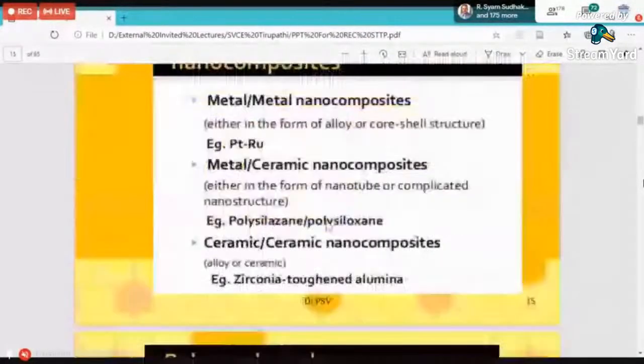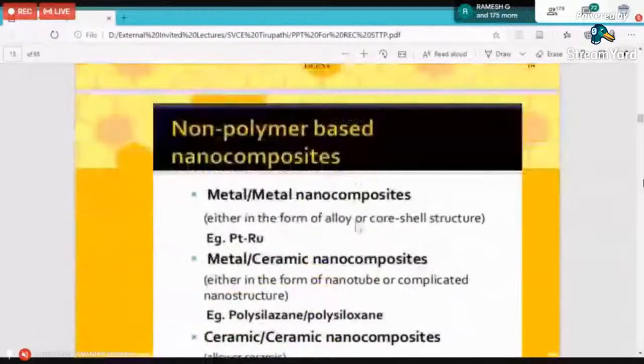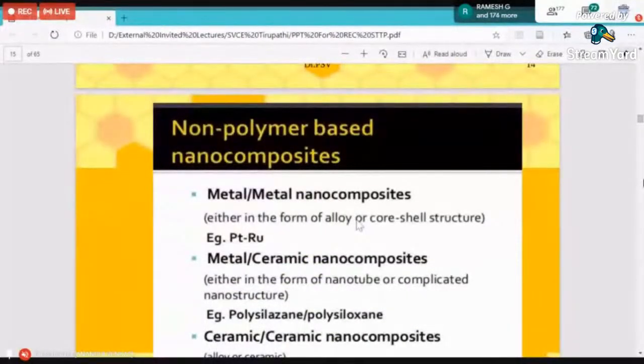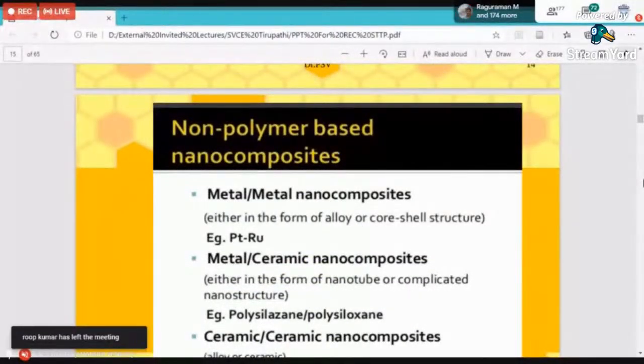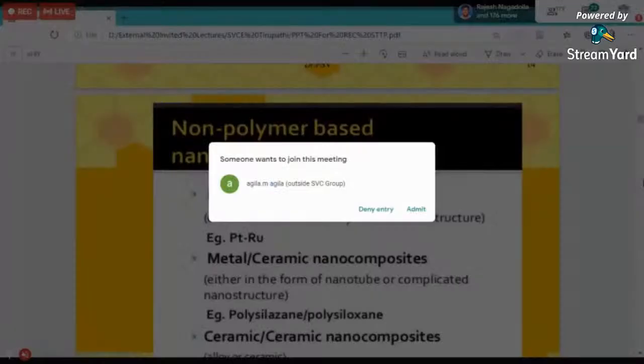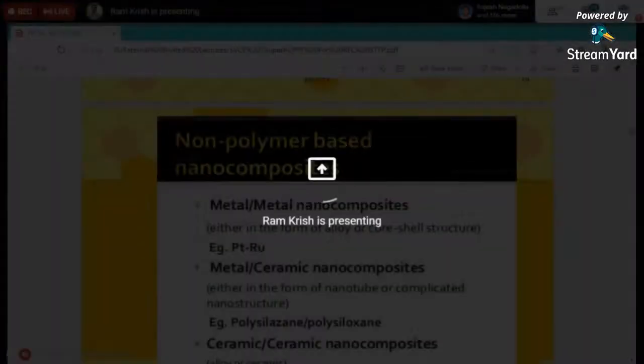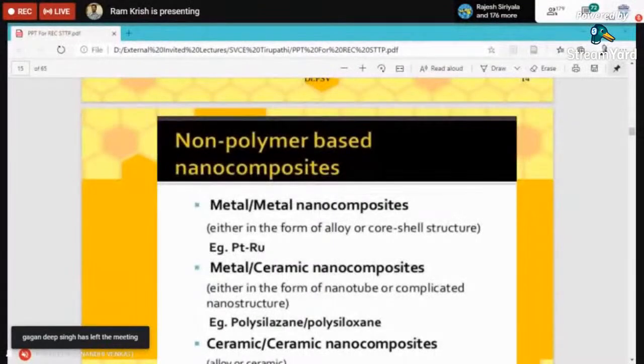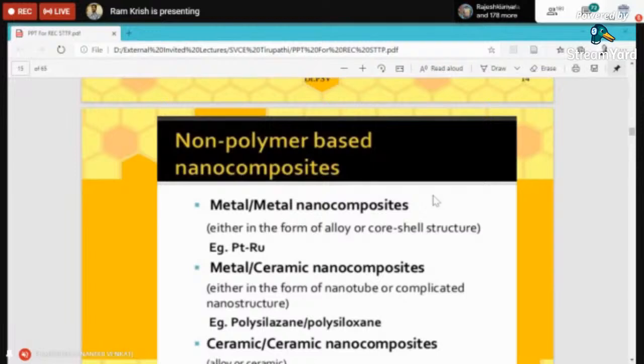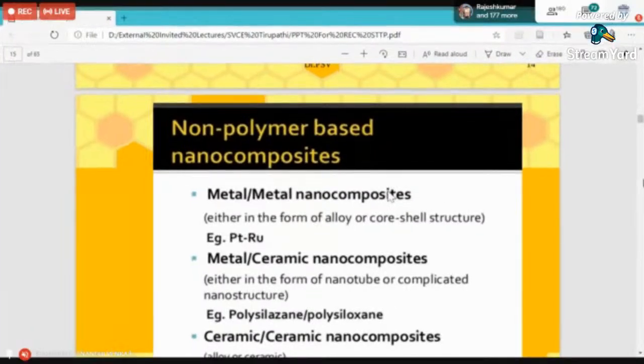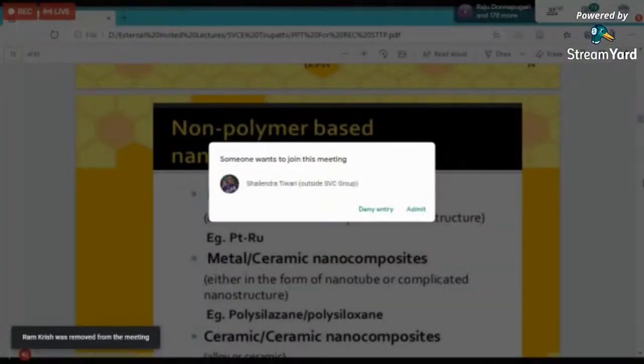Now, non-polymer based material, we have the metal nanocomposite, non-polymer. Polymer is not at all used here. Polymer is a synthetic material, so if you're not using that, we are going to save our environment. But availability, we have to check. That's very important. So that's the reason polymer based nanocomposites are extensively used, because molding and the process are easy with polymer based material.